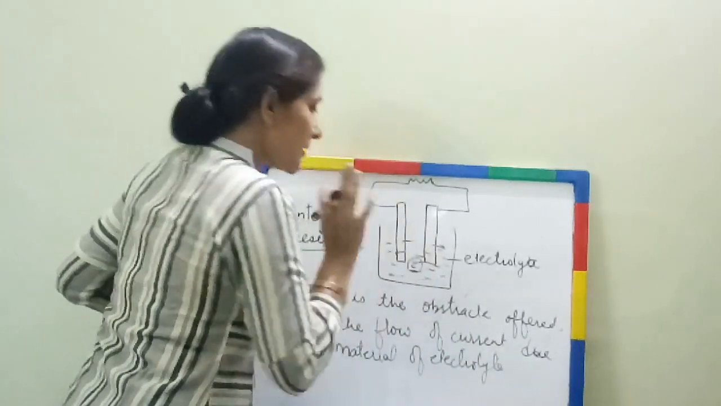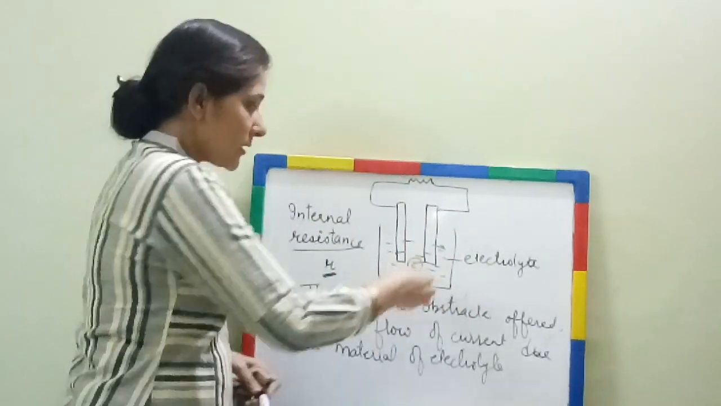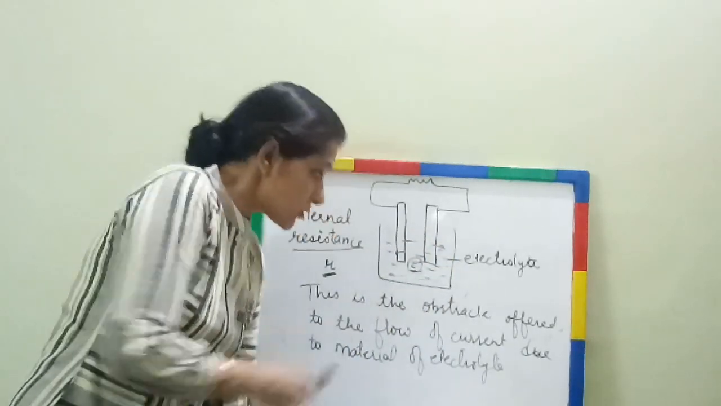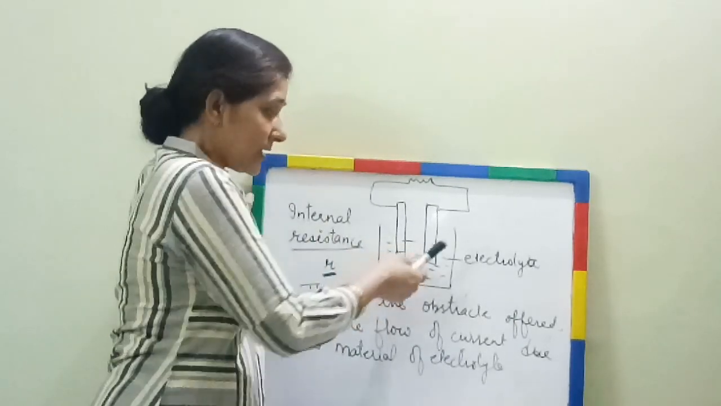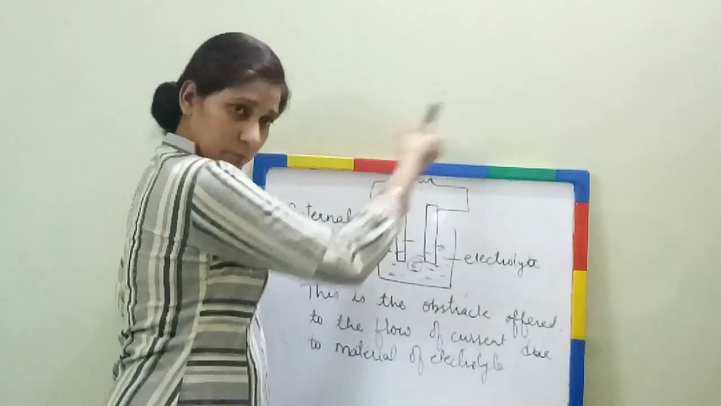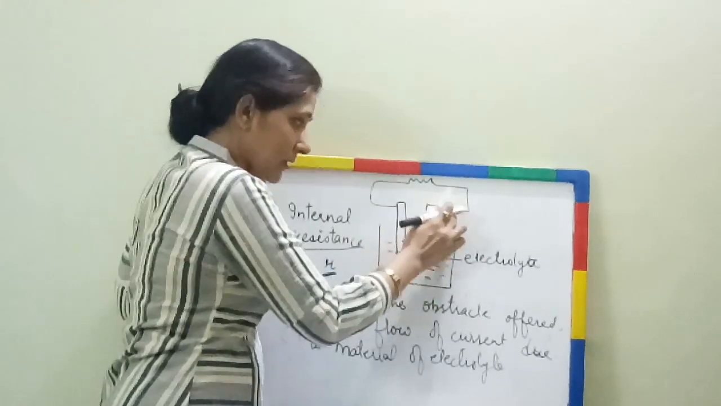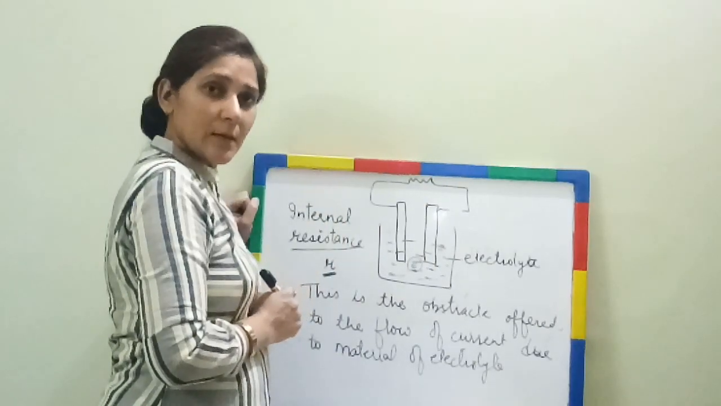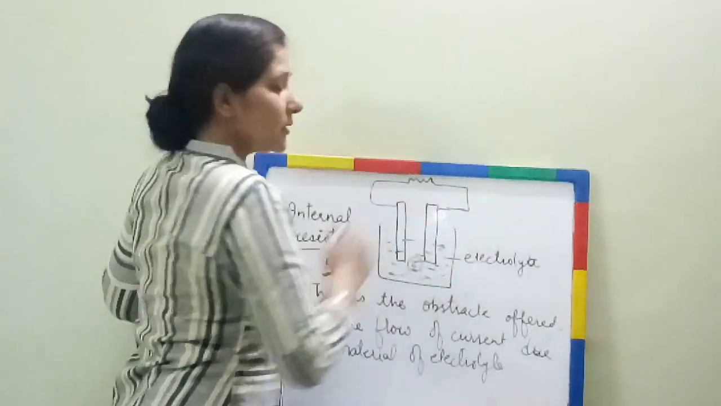Now if it is facing some obstacle, that means it has to collide with those ions or other things present in the electrolyte. If it has to collide here, some of the energy of this electron which it collected is used up here only. That means the potential difference which the cell has when no current is drawn reduces when current is drawn from the cell.